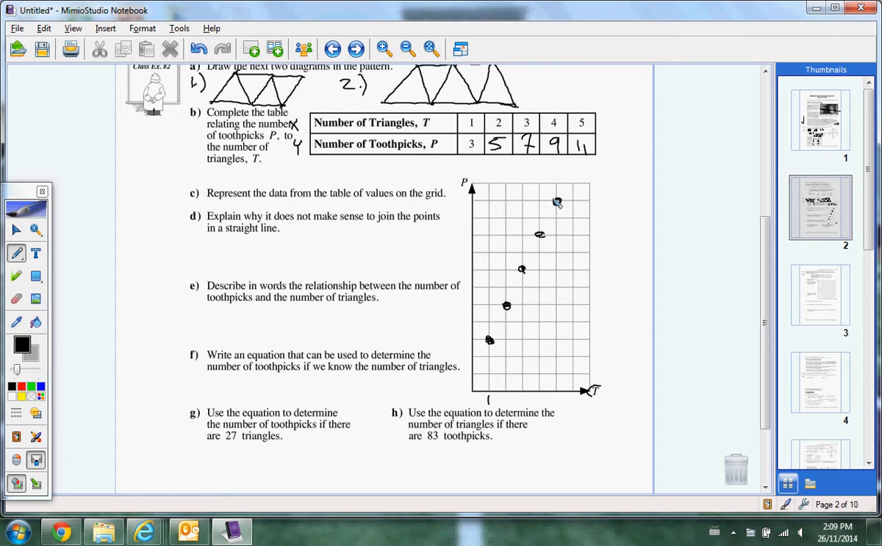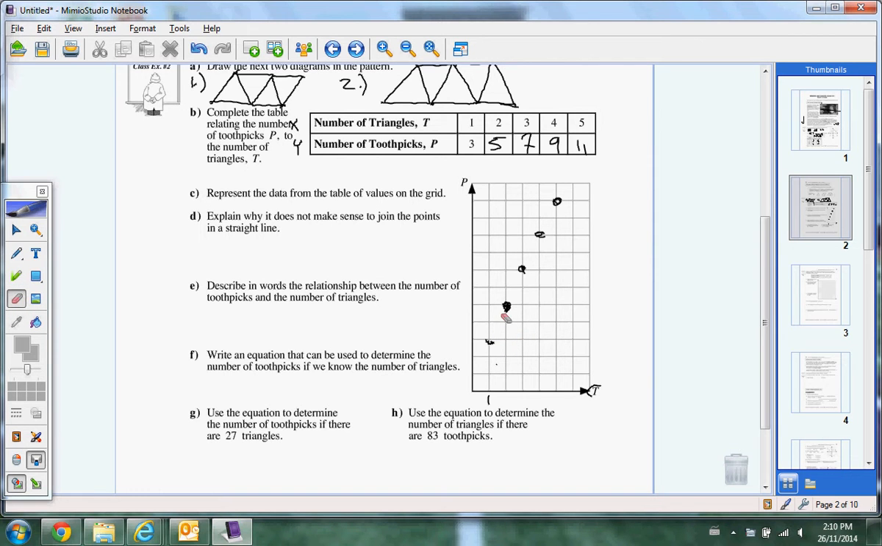Alex? Because if you joined them, it shows how many toothpicks you use for, like, 1.5 triangles. Exactly. Does that make sense, guys? That's a very good example. So she's saying that if I connected these, this means that there are values here. Well, you can't have, this is between 1 and 2. I can't have a point right here at 1.5 and then, what would that be, 3.5. So I'm saying at 1.5 triangles, I have 3.5 toothpicks. We can't do that, not according to our directions. Our directions are using whole toothpicks and whole triangles. Does that make sense? So in this case, for representing this data, we don't want to connect it. Good. Anything else on that part?